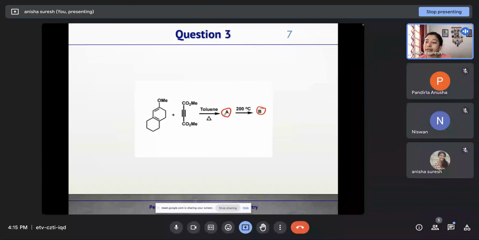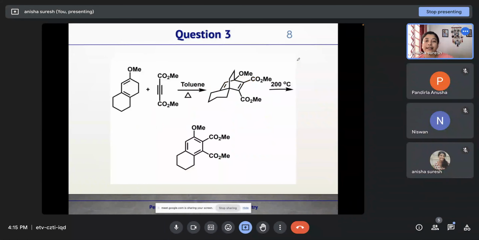So what sort of reaction will be taking place here? So here we are having a diene. A cisoid diene we are having, and this is our dienophile. So it will undergo a 4 plus 2 cycloaddition reaction, also known as Diels-Alder reaction. Okay. Now let us see what will be the stereochemical aspects of this reaction.